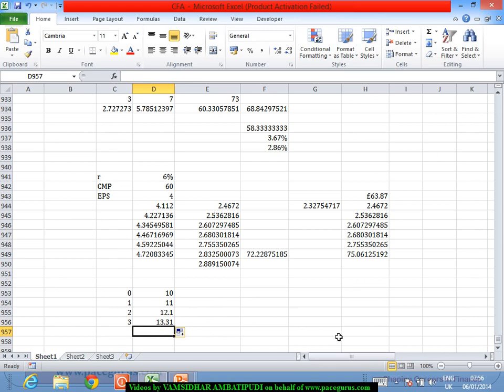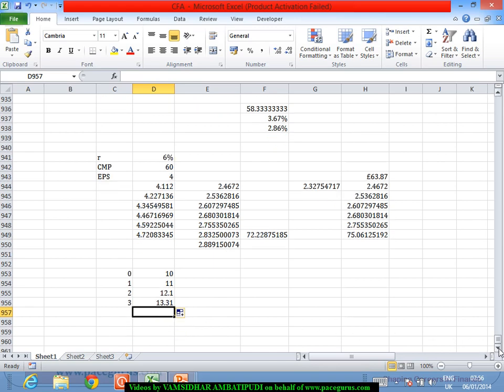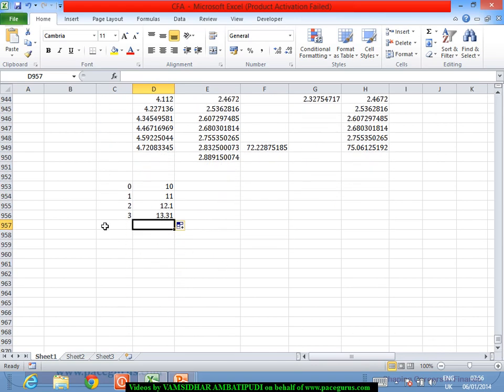After that, I am assuming that the dividend is going to gradually come down. For 3 years, it is growing at the rate of 10%. And after that, for the next 3 years, I am assuming that the dividend growth is going to come down by 1% every year.